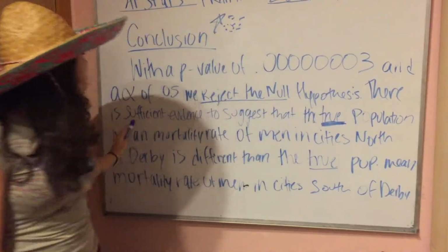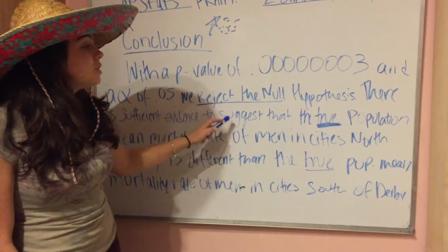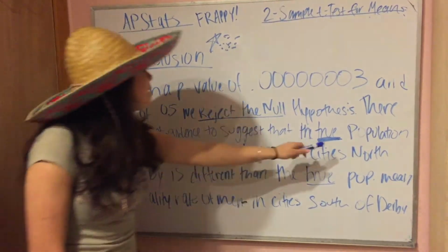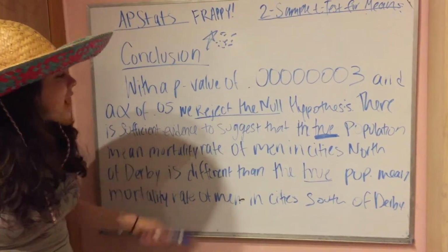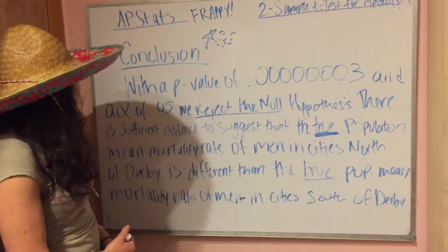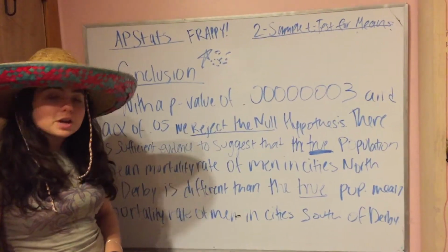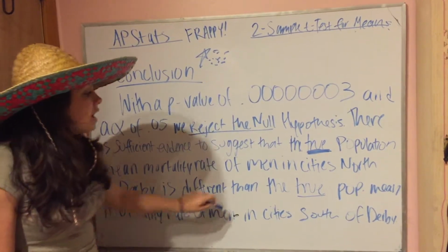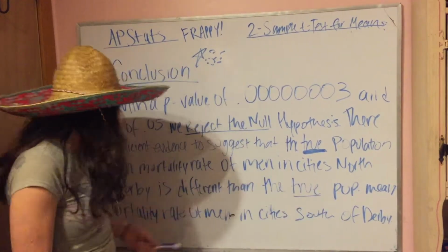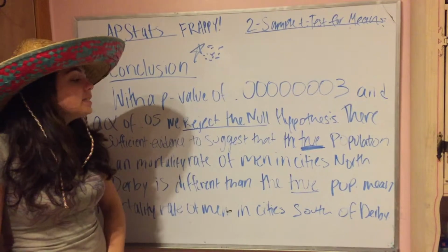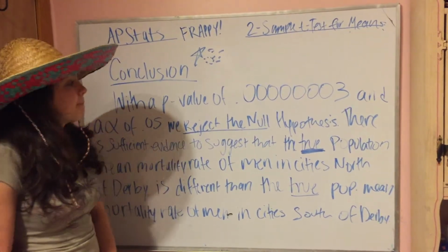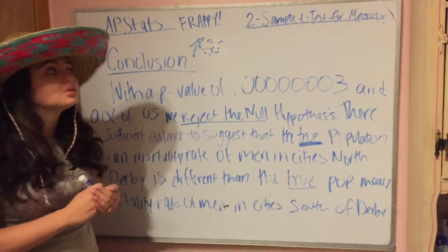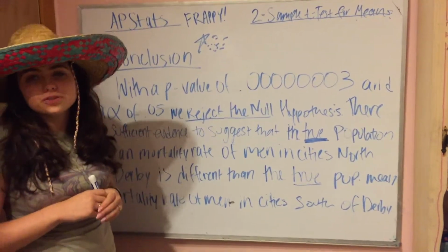There is sufficient evidence to suggest that the true, make sure you put true, population mean mortality rate of men in cities north of Derby is different, because our alternate was that they are not equal, than the true population mean mortality rate of men in cities south of Derby. This is almost the same for every single conclusion you do for two-sample t-tests for means.